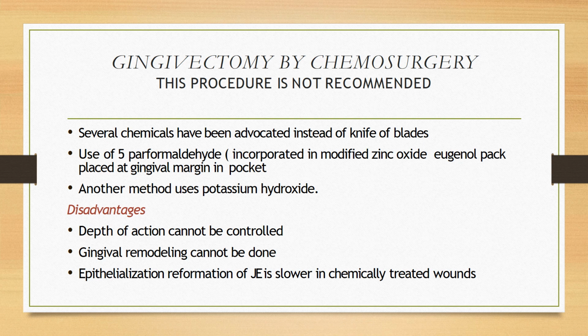Then coming to gingivectomy by chemosurgery, this procedure is not recommended. As you know, the action cannot be controlled, gingival remodeling cannot be done, and epithelialization, the reformation of gingival epithelium, is very slow in chemically treated wounds. The chemicals used for chemosurgery include paraformaldehyde, which is incorporated in a modified zinc oxide eugenol pack placed at the gingival margin in the pocket, and another method uses potassium.